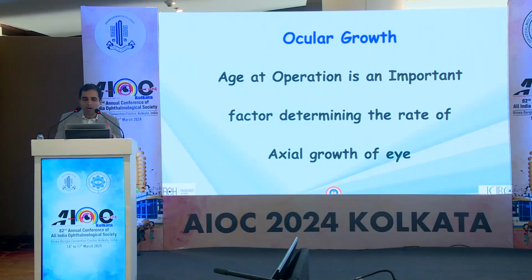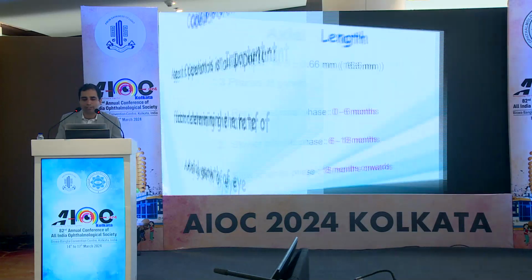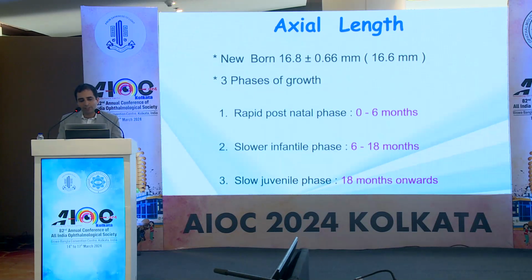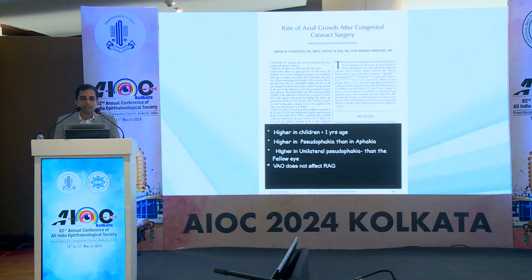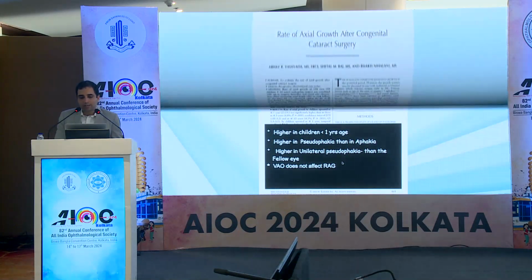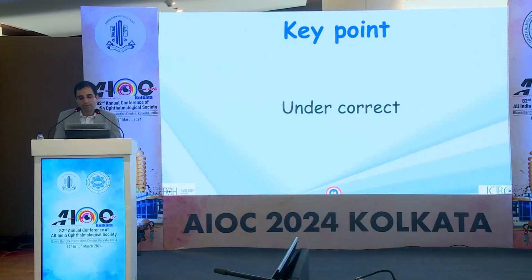And how much to undercorrect is a very important factor determined by the rate of axial length growth for that age. The maximum phase of axial length growth occurs in the very early phases, which means less than 1.5 to 2 years is the time when the axial length grows the most. It's also more in children less than 1 year, and it's higher in pseudophakic eyes compared to aphakic eyes. And the rate of axial growth is higher in a unilateral pseudophakia, which means a unilateral pediatric cataract, compared to the normal non-operated eyes. So unfortunately, the eyes do behave a little abnormally.